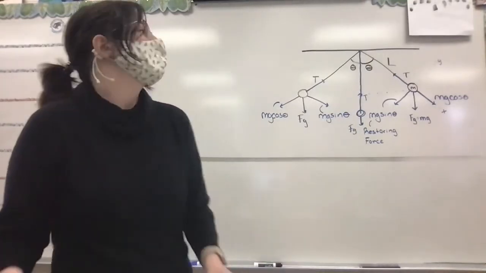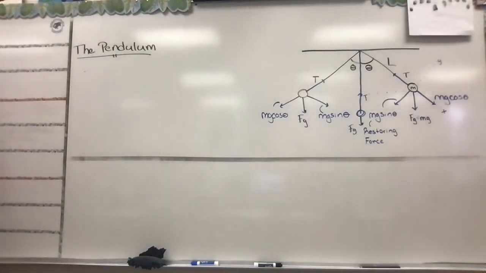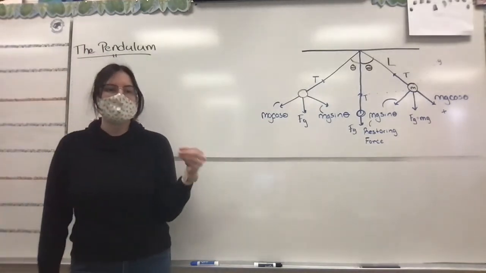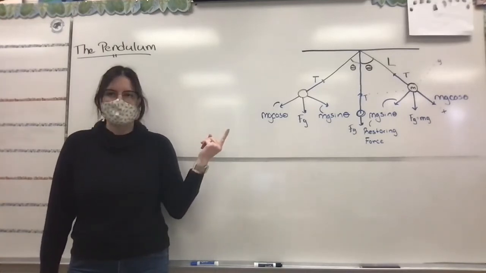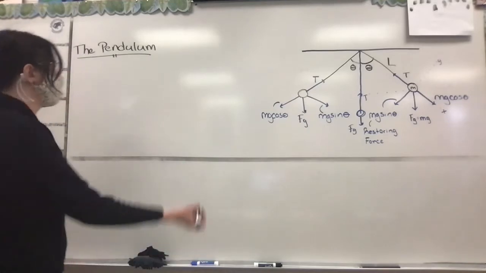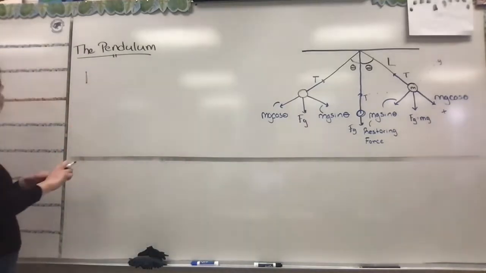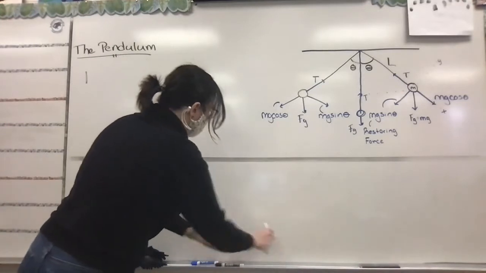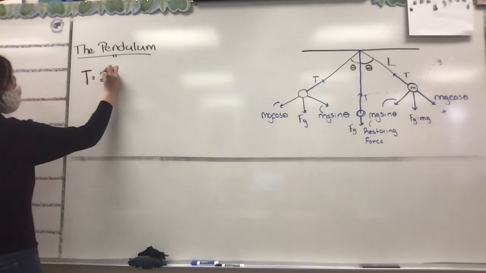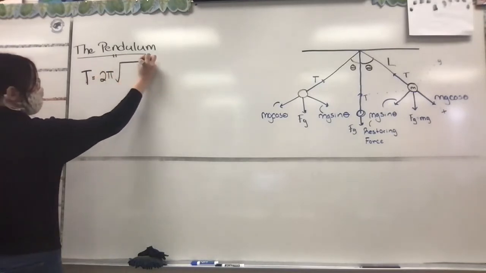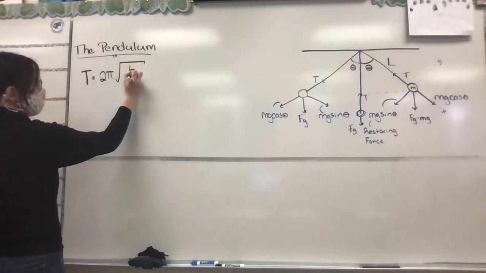Alrighty. So you might be wondering, well, how do we find the period of a pendulum? The other one we learned, right, was that period is equal to 2 pi times the square root of m over k. What's k stand for? Do we have a spring constant here? No. Okay. So our equation for the period of a pendulum is that T equals 2 pi square root of L over g.